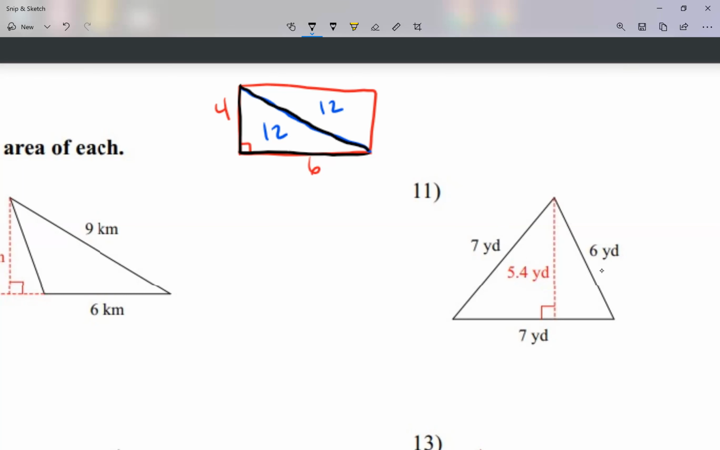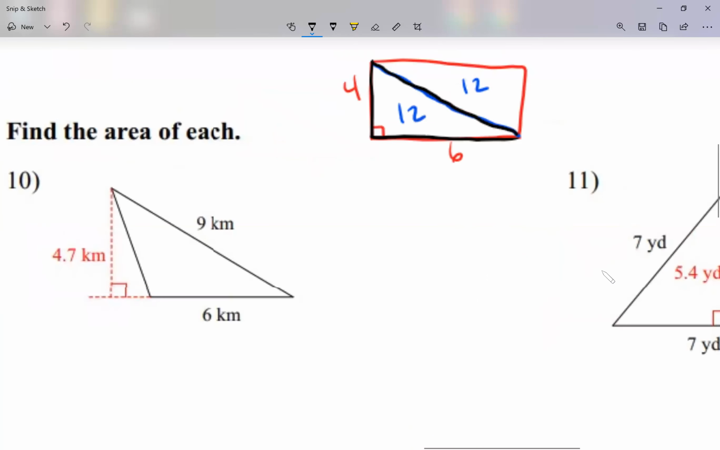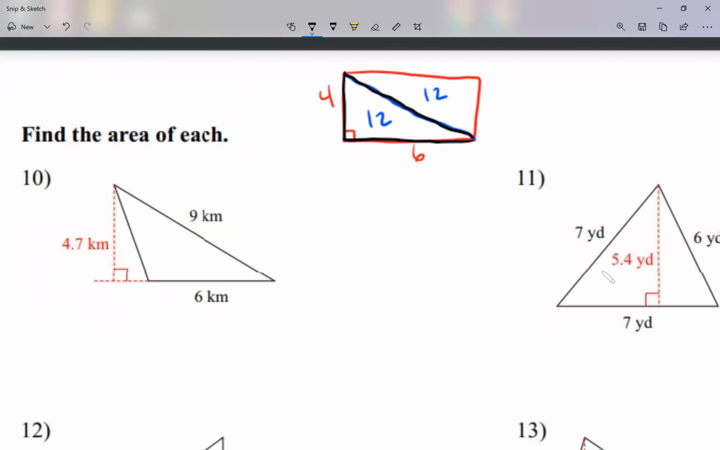I know for a rectangle, I have to multiply my two numbers that meet at the 90-degree corner. So in this case, 4 times 6. But a triangle is half of a rectangle, so my answer, I'm going to divide it by 2. Again, divided by 2 because a triangle is half of a rectangle.